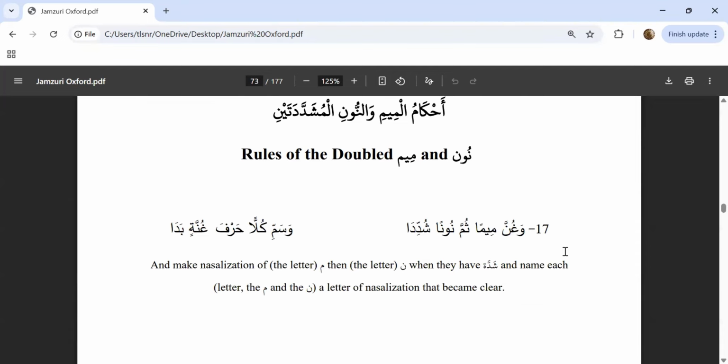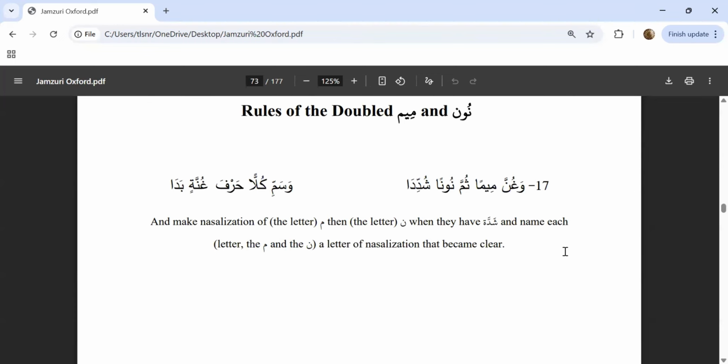So let's take a look at line 917. We have: وَغُنَّ مِمَّن ثُمَّ نُونًا شُدِّدًا وَسَمِّ كُلًّا حَرْفَ غُنَّةٍ بَدًا. The first part of the line has a command verb, وَغُنَّ. So the author is saying, and make nasalization of what? Of the meem, the letter meem, thumma, then the noon, when they are shuddida.